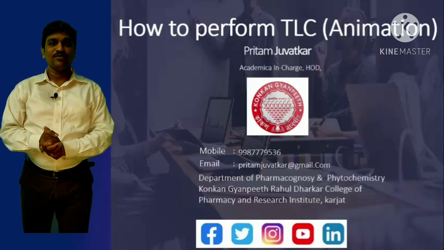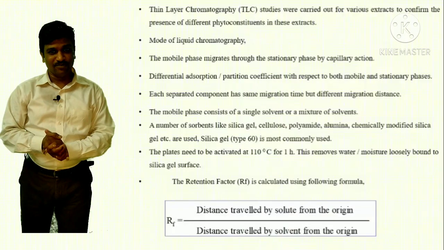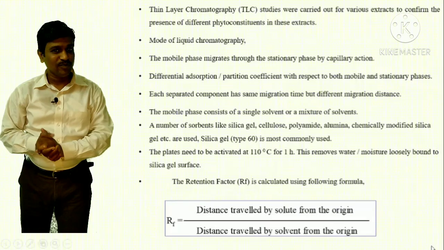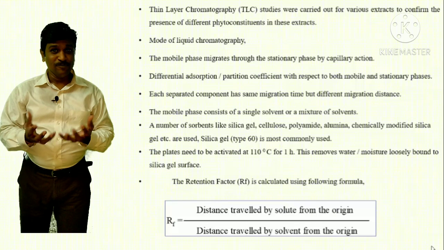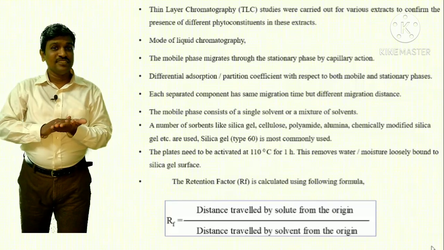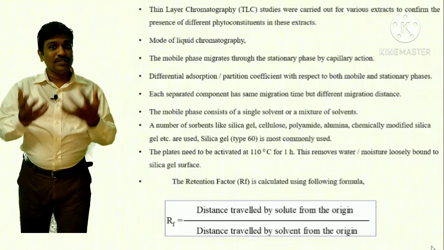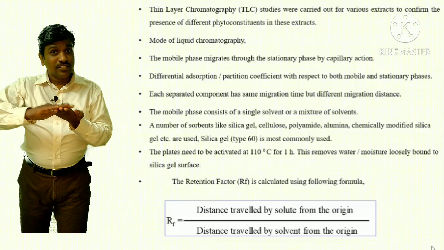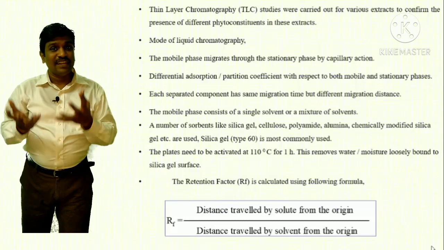So when we learn about thin layer chromatography by animation, firstly we have to understand thin layer chromatography. Thin layer chromatography is a specific mode of liquid chromatography in which one is the stationary phase and one is the liquid phase. The stationary phase is a sorbent layer, which may be silica gel, cellulose, or polyamide, and it is adsorbed on an inert plate material, that is aluminium, glass or plastic.